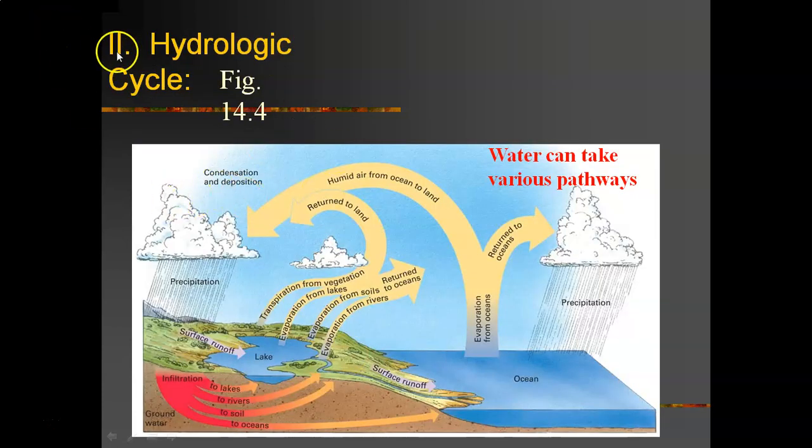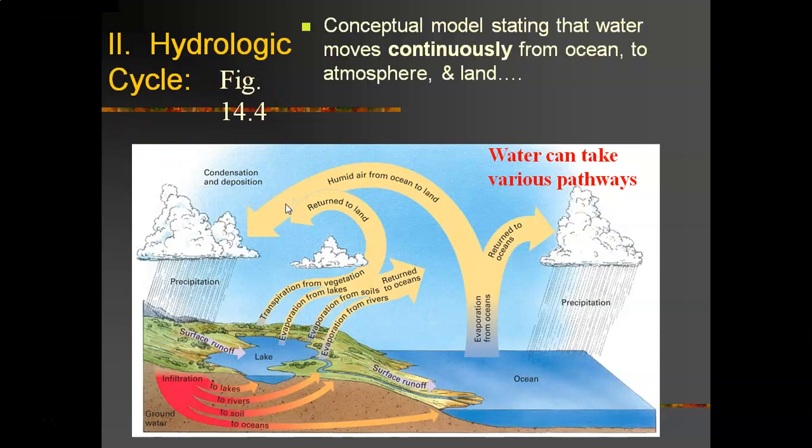Well, we're going to move on to a second topic, and it's an important concept in hydrology, geography, and geology. It is kind of a conceptual model stating that water is in constant movement between the ocean, the atmosphere, and the land. And you can just kind of imagine a water droplet and what can happen to it over various time spans.